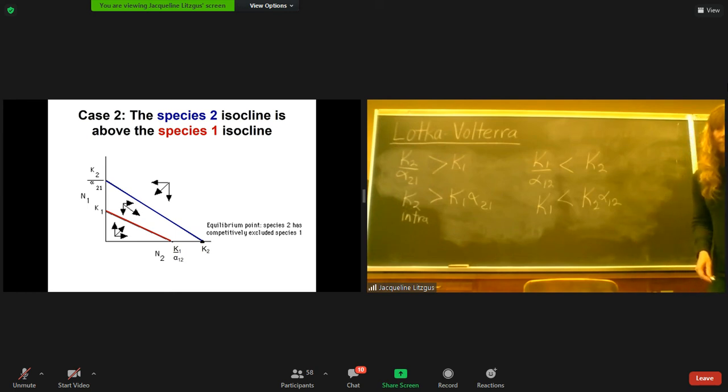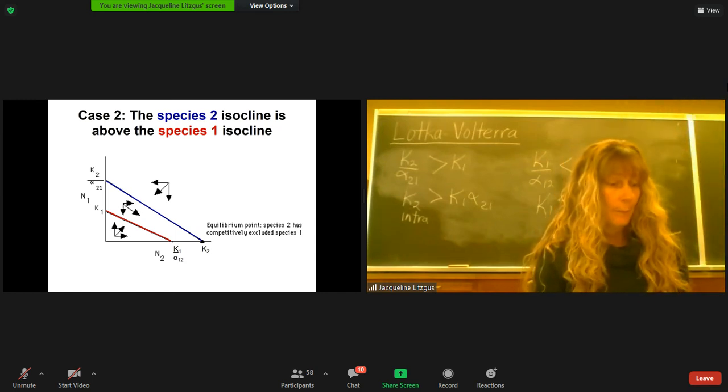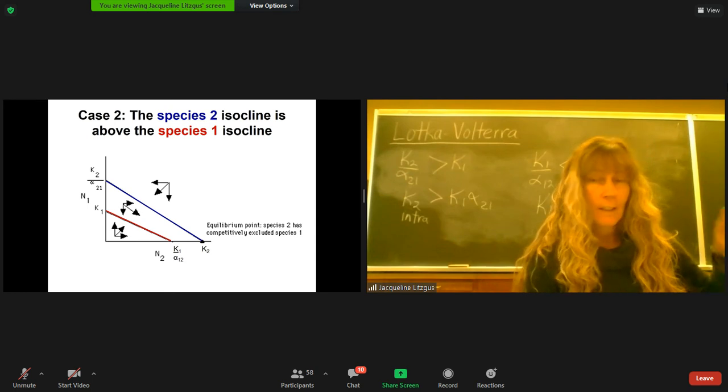As somebody already said, this shows that the species that's more regulated by intraspecific competition, in this case species two, is going to be the species that wins. Species one is getting its butt kicked, and it's not going to win out on this one.